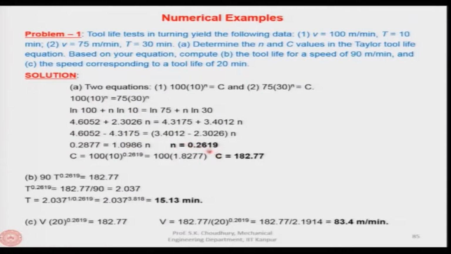Once you have found out the values of n and c, then for 90 meter per minute here V, t is unknown, to the power n which you found out, is equal to constant c which is here. So, from here you can find out what is the value of t. Similarly, you can find out the V if the t is given, same principle, because it is said the speed corresponding to a tool life of 20 minute. So, tool life is given, you have to find out the speed, similar to that you can find out the V. V is 83.4 meter per minute.